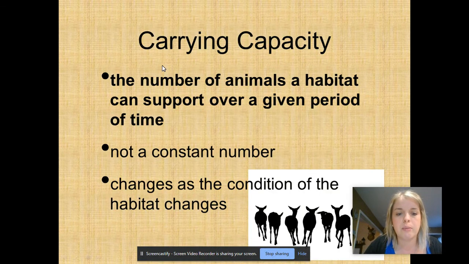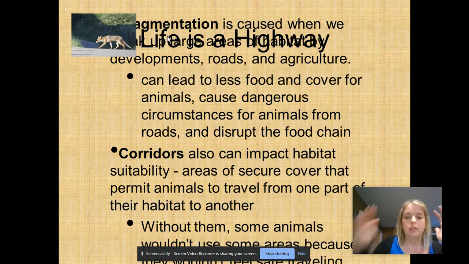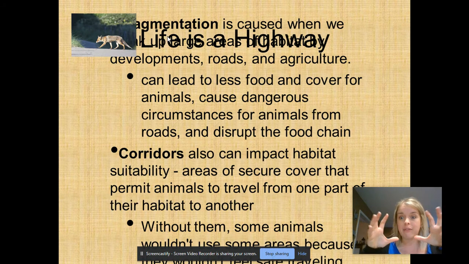Okay, so there's this term. You can't see it because I have this picture right here covering it up. I'm sorry, but fragmentation is caused when we interrupt large areas of habitat. So if we put in developments, roads, and agriculture, we take away those habitats, and it can lead to less food and cover for animals. Dangerous circumstances for animals like roads disrupt that food chain. We're going to talk a lot about balance in that food chain, food web, that all has to be balanced, and wildlife are an essential part of that. And if they're taken out or they're disrupted, that kind of messes things up.